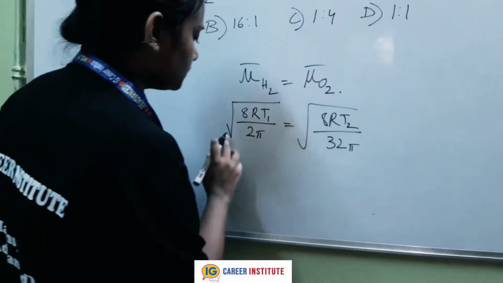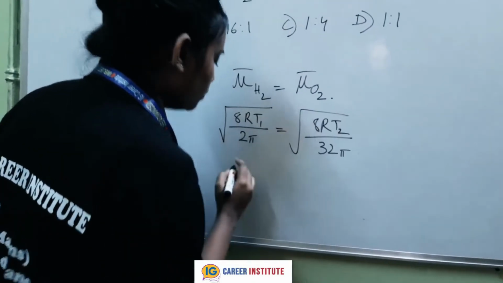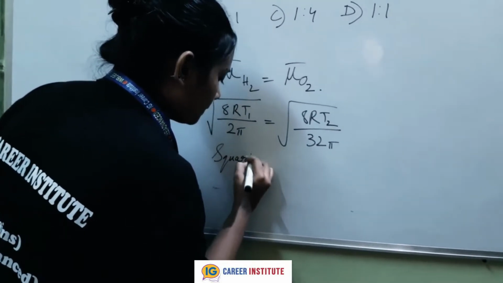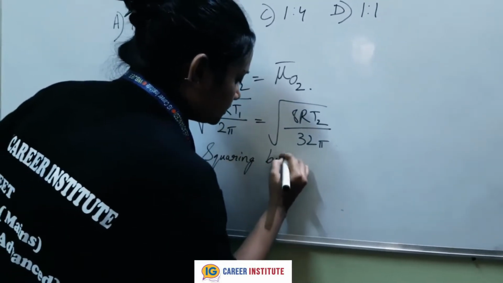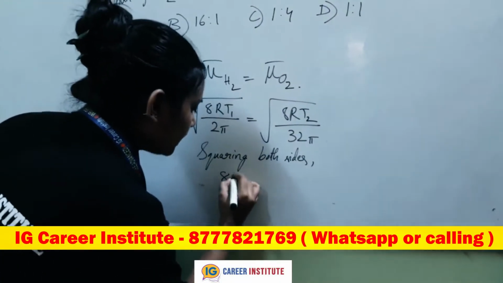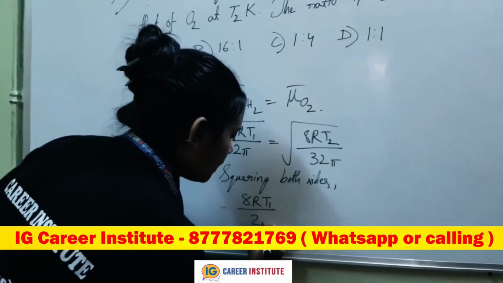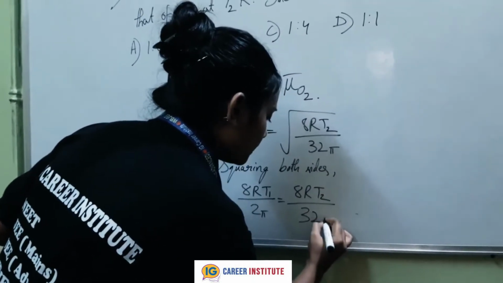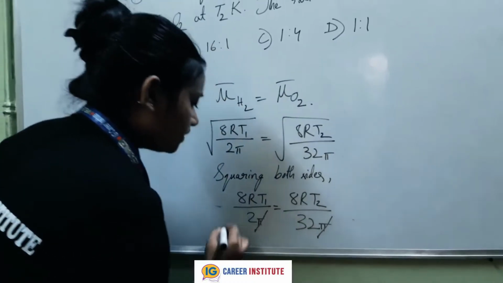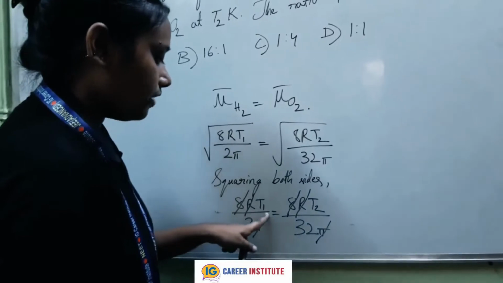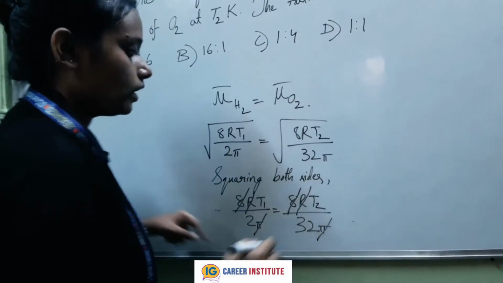So squaring both the sides, we will remove the square root. So we will get 8RT1 by 2 pi, that equals 8RT2 by 32 pi. Now pi from both the sides will cancel out, 8R will cancel out from both the sides. We will be left with T1, T2 and 2 and 32.